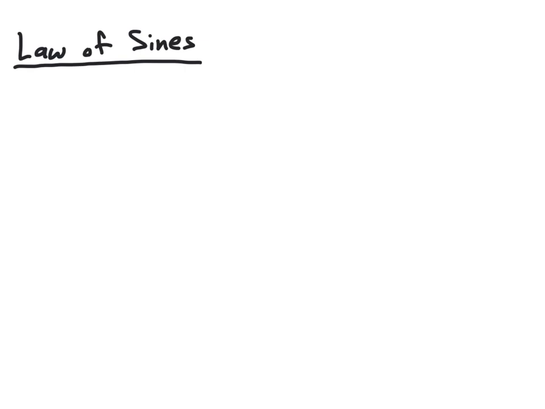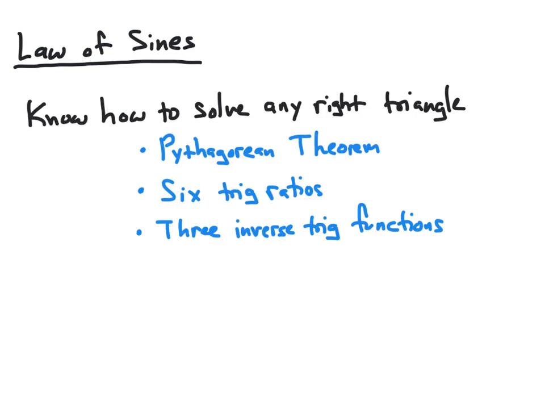In this video, we take a look at the law of sines, which is a tool that can be used to solve non-right triangles. At this point, we know how to solve any right triangle regardless of what information we have about the triangle. We can use some combination of the Pythagorean theorem, the 6 trigonometric ratios, and the 3 inverse trigonometric functions to relate the 3 side lengths and the 2 non-right angles of our triangle to each other.